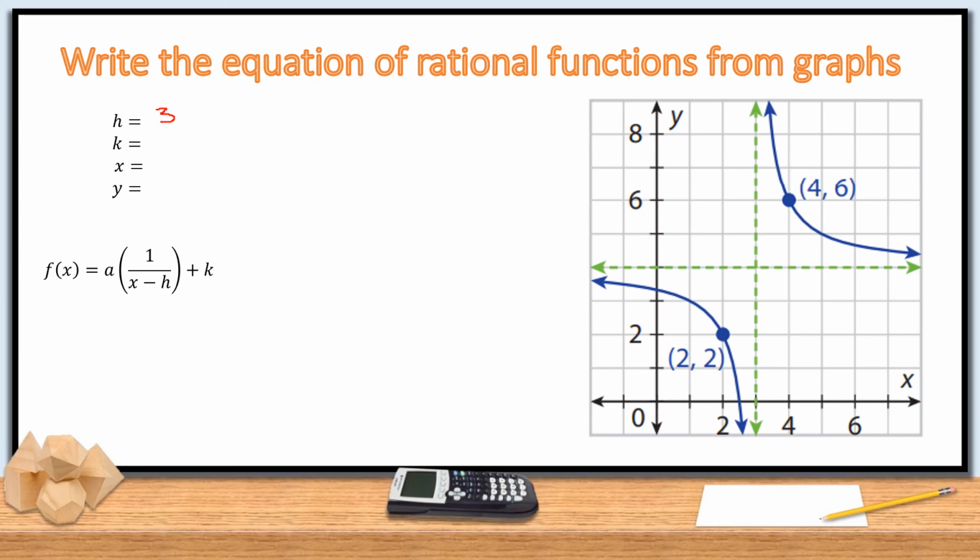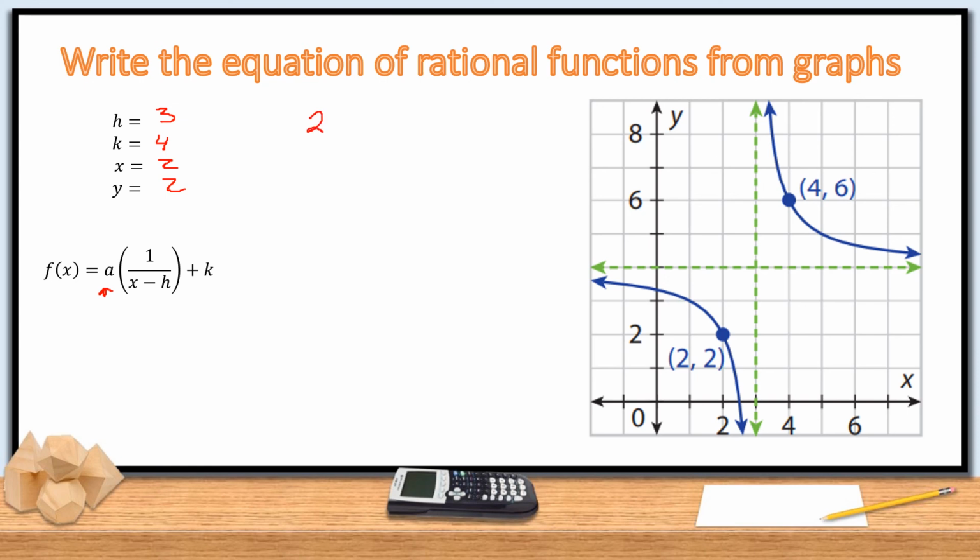So h is 3. The k value is 4. And then x and y, pick any point on the graph. The 2 reference points are typically the ones to work from. So I'm going to go with 2, 2. And then we're going to sub everything in, and we're either going to solve for a, or you'll be asked to do the 1 over b. So you'll solve for 1 over b, and then tell us what the b value is. A is typically what you'll get asked for.